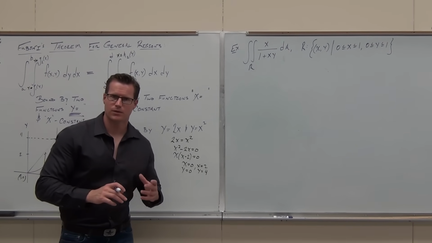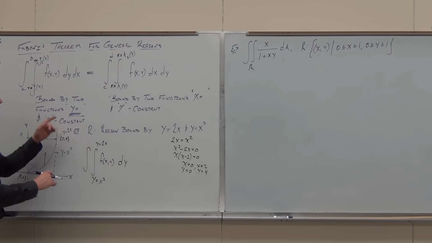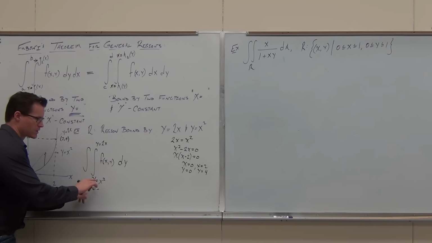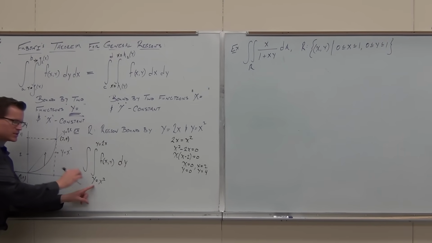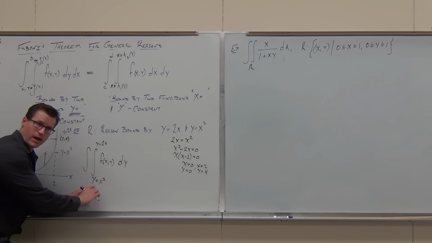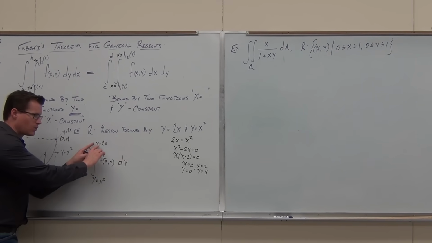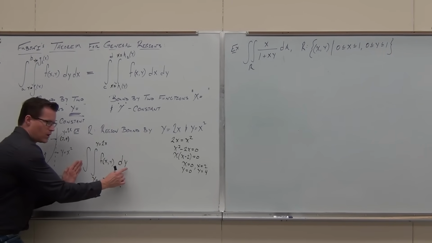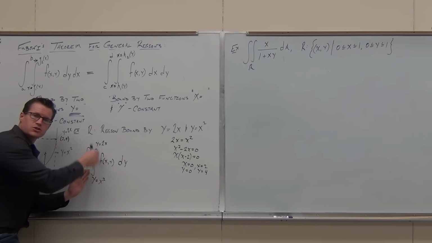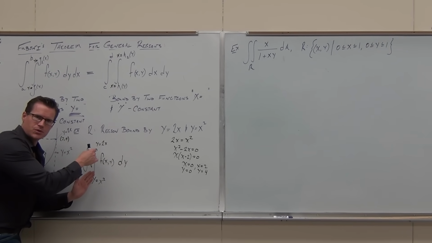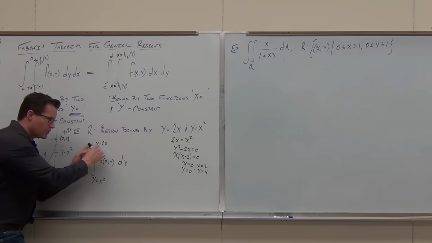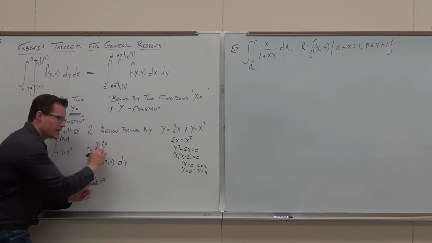Check it out. This is what we mean by bound by two functions y equals. This region is bound by y equals x squared and y equals 2x. We go along the y-axis between two functions of x. Does it make sense? Now the variable switcheroo: if I plug in this for y, I'm going to be plugging in x's.